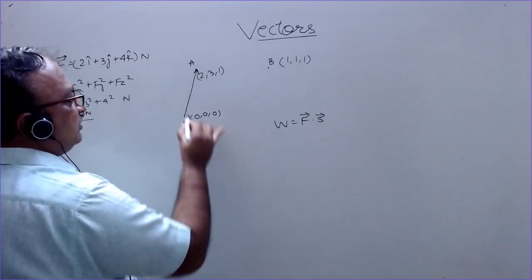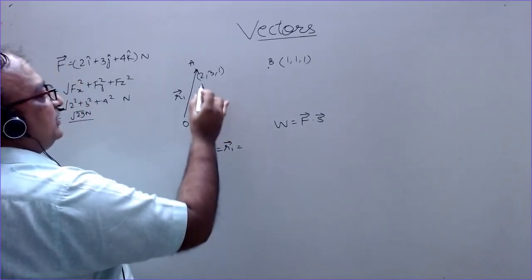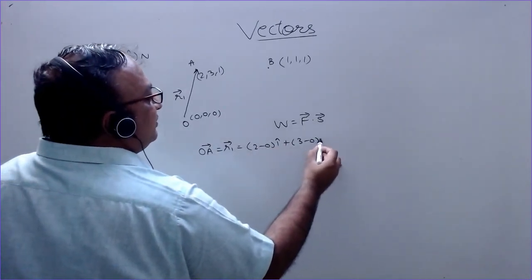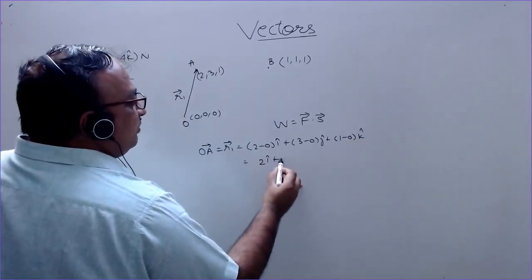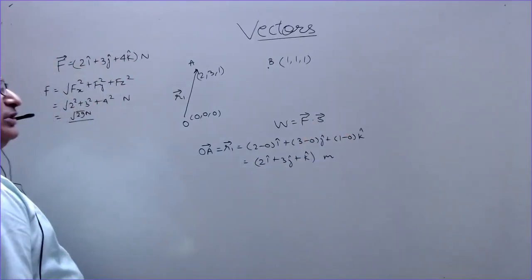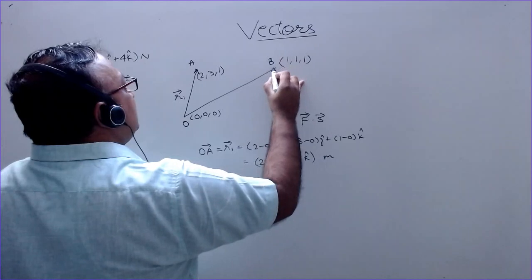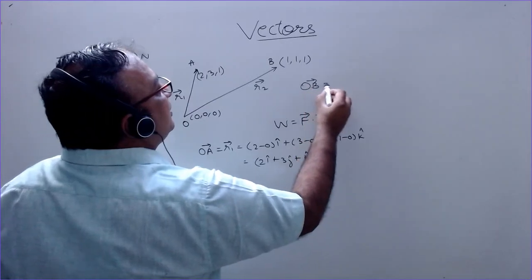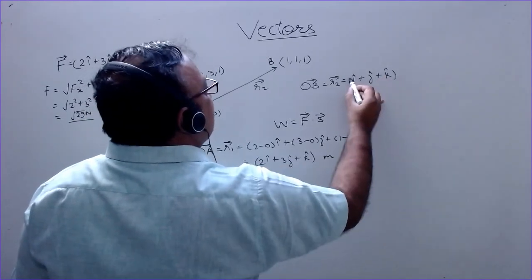So vector OA, suppose this is R1, we can write this as 2 minus 0 i plus 3 minus 0 j plus 1 minus 0 k, or simply 2i plus 3j plus k, and the unit is meters. Whatever the unit, I have taken this as meter. Similarly, join the origin with B, that is vector OB is R2. I can directly write this as i plus j plus k meters.